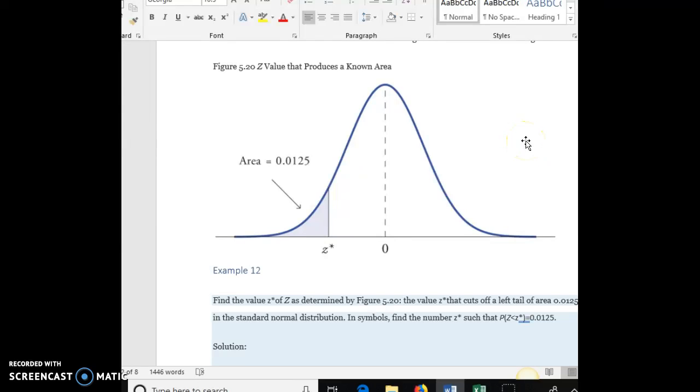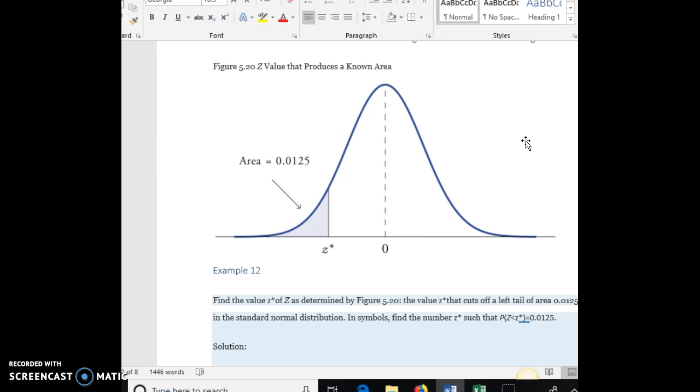We're going to look at example 12, where we find the value of z star as determined by the figure up above that's cutting off a left tail of area 0.0125. In symbols, we want to find the probability that z is less than this value z star, and that area is equal to 0.0125.